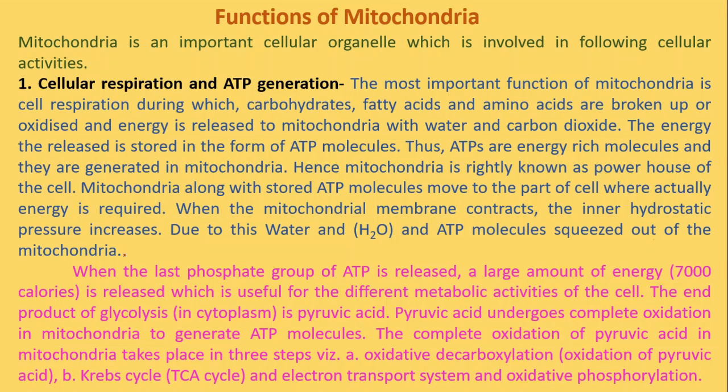Now, the end product of glycolysis in the cytoplasm, as we know very well, is pyruvic acid. This pyruvic acid undergoes complete oxidation in mitochondria to generate ATP molecules. The complete oxidation of pyruvic acid in mitochondria takes place in 3 steps. Oxidative decarboxylation, that is oxidation of pyruvic acid. Next is the Krebs cycle, also known as the TCA cycle. And third is the electron transport system and oxidative phosphorylation. In this way, the complete oxidation of pyruvic acid takes place in the mitochondria.